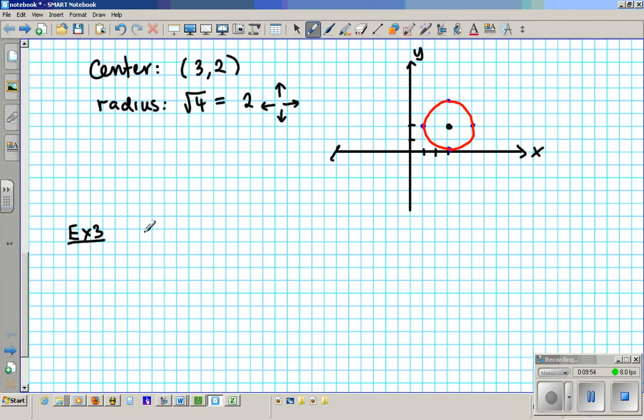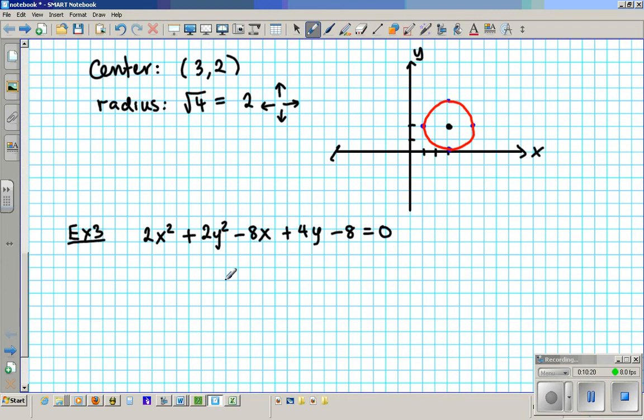We're going to be doing exactly the same process. Okay? But in this case, we're going to consider 2x squared plus 2y squared minus 8x plus 4y minus 8 equals 0. Alright? So we're going to find the center, radius, and graph.